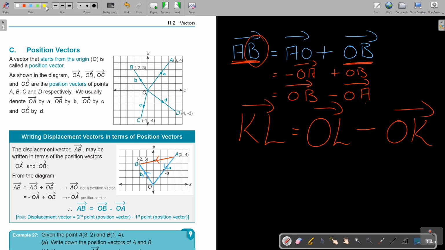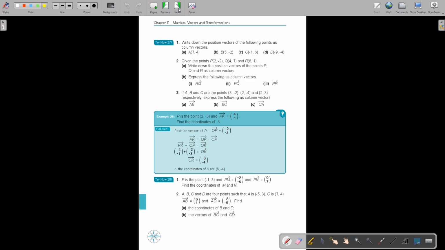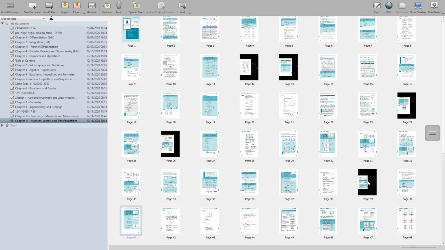Can I give you a last one? DC. And you're just going to take the second one and subtract the first one. Okay, and this is also very helpful in some examples. Okay, I just want to see, and then I'm going to do that exercise. Okay, I want to go to the examples.